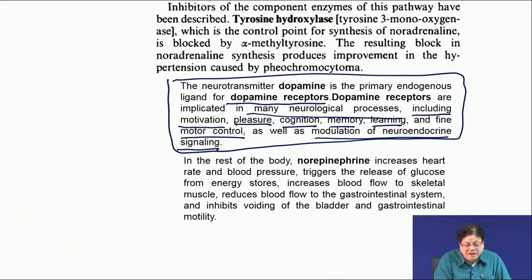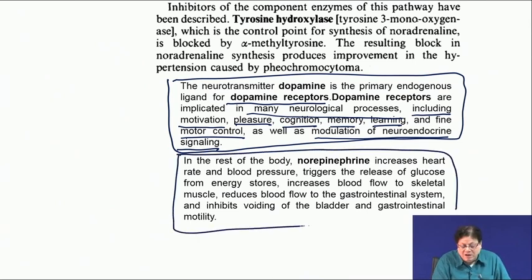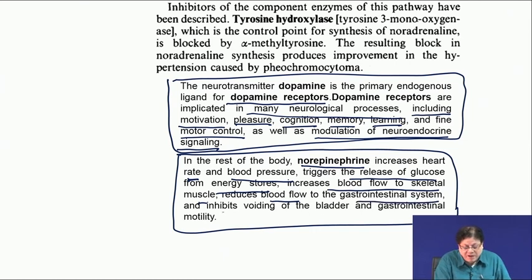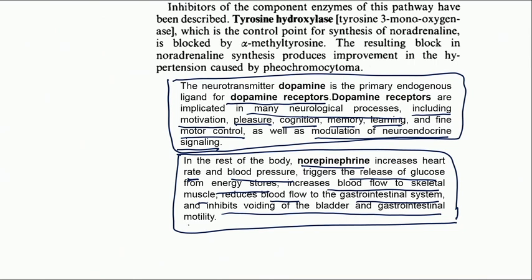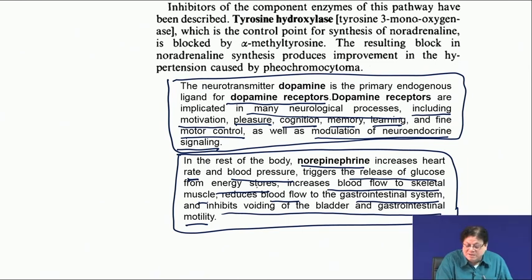And then the other one is what is called norepinephrine, or in earlier days it was known as noradrenaline. So, norepinephrine increases the heart rate, blood pressure, triggers the release of glucose from the energy stores, increases blood flow to skeletal muscle, reduces blood flow to the gastrointestinal system, and inhibits voiding the bladder and gastrointestinal motility. The very important part is that it increases the heart rate and blood pressure.